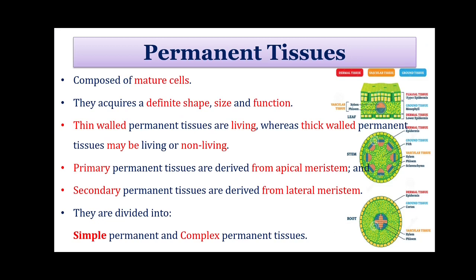Now let's discuss a little bit about permanent tissues. They are composed of mature cells. They acquire a different shape, size and function during the course of their life. If they are thin-walled permanent tissues, they are living, and if they are thick-walled permanent tissues, they may be living or may be non-living, or you can say they are dead. The primary permanent tissues are derived from apical meristem, and secondary permanent tissues are derived from lateral meristem. Now these permanent tissues are divided into simple and complex. We have already discussed this in the previous slide.